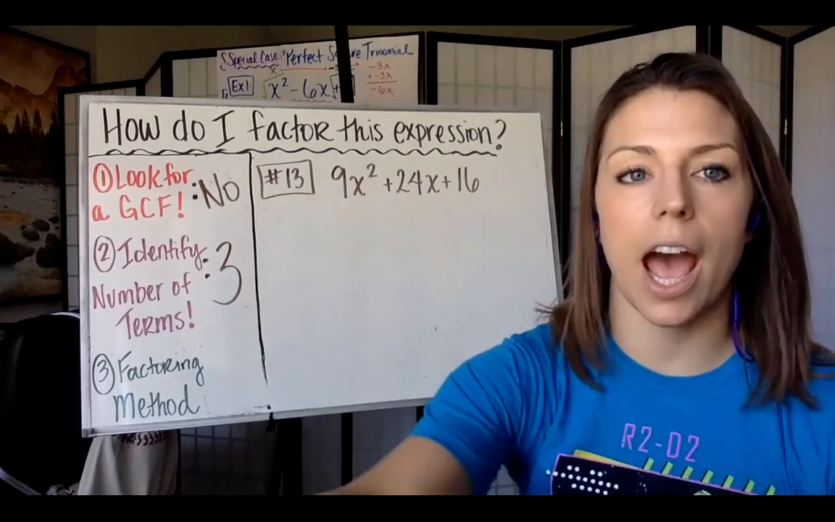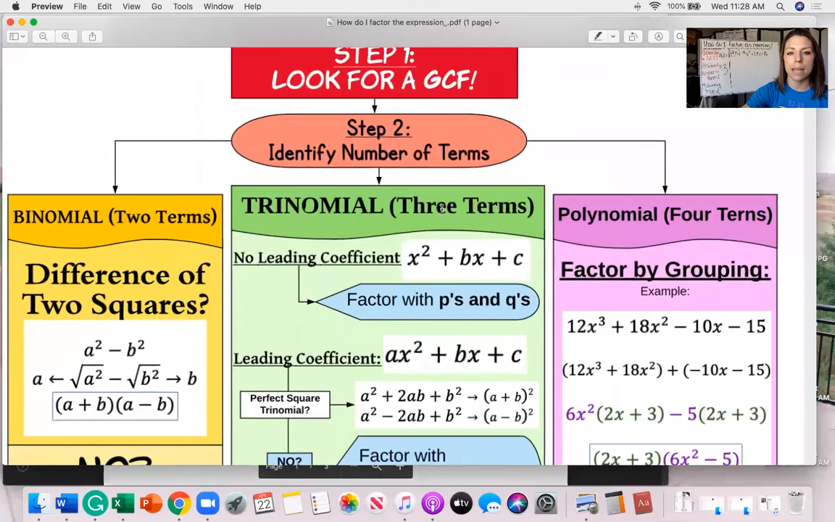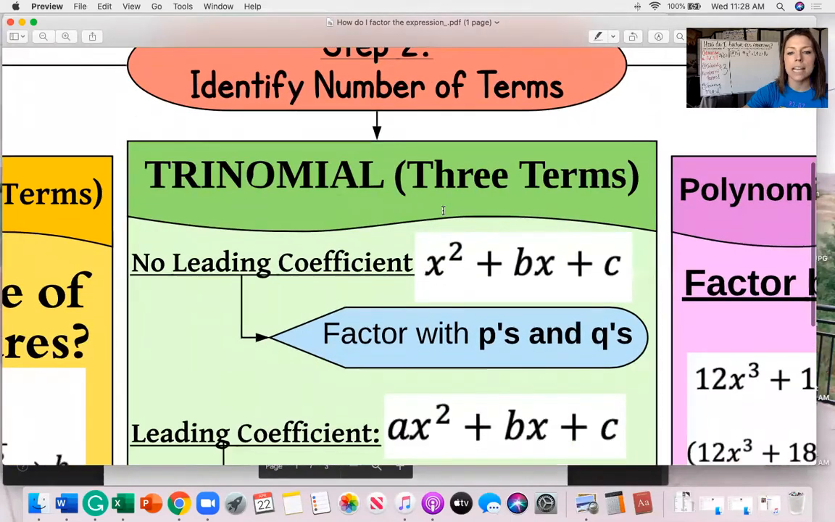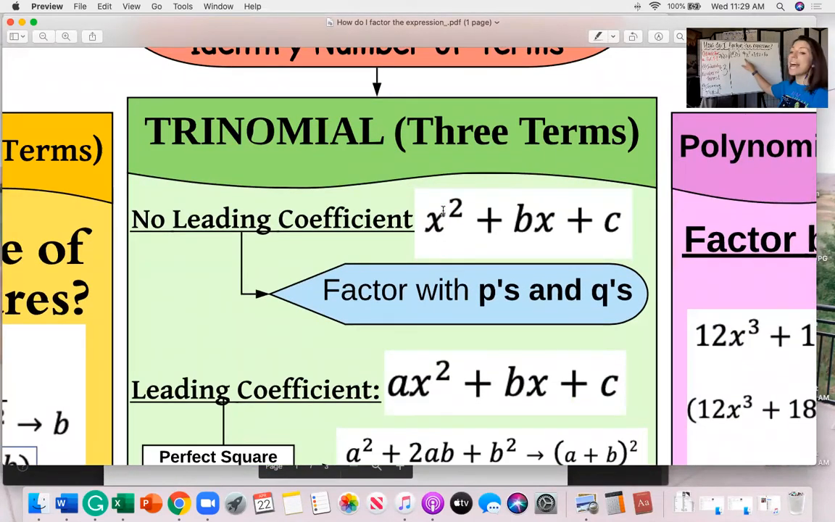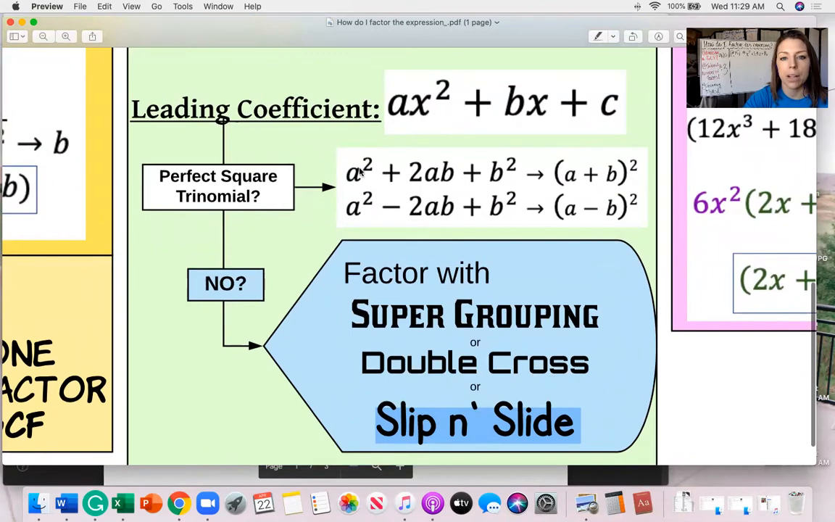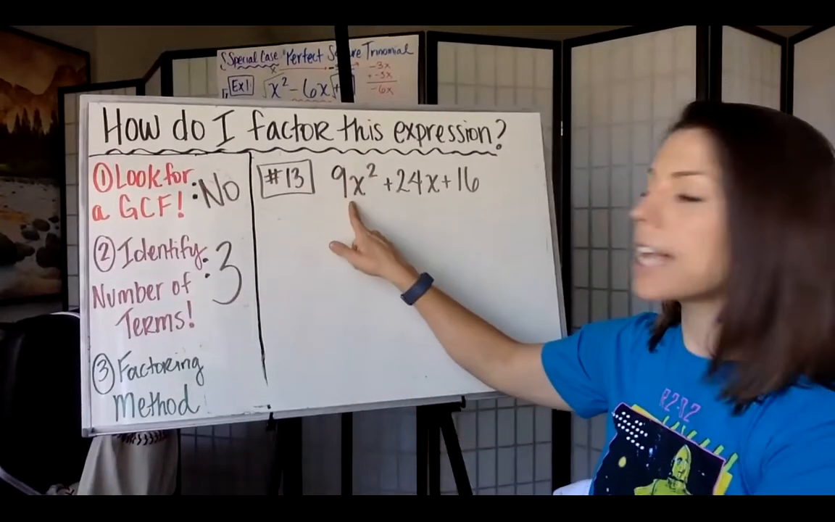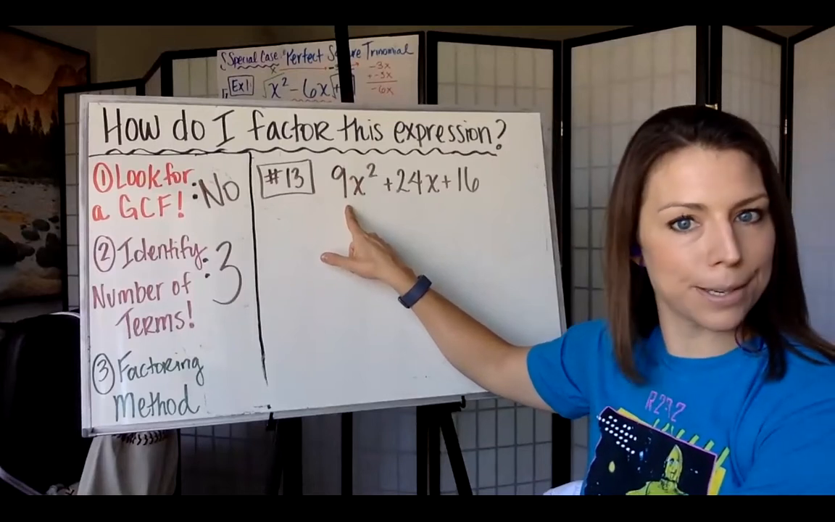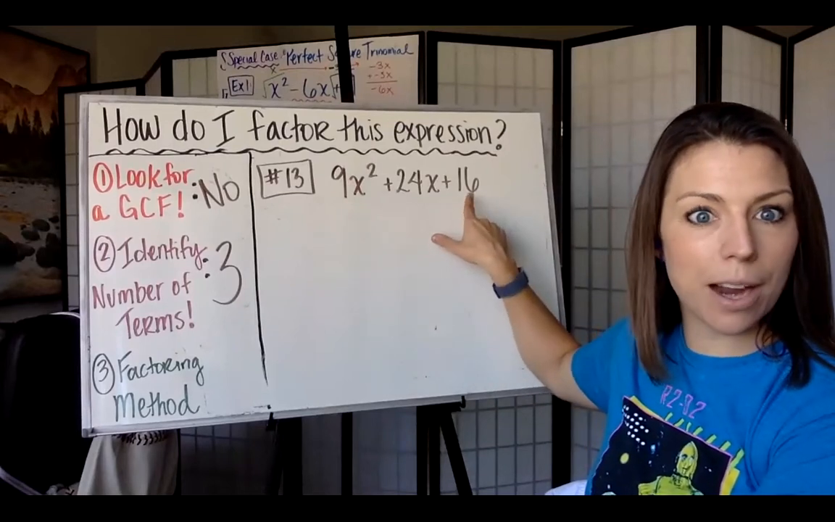So looking at our flow chart, if we have 3 terms, that makes this a trinomial. Does it have a leading coefficient? Yes. 9 is out in front, which means we can't use P's and Q's. Is it a perfect square trinomial? Are the first and the last term perfect squares? Let's see. Is 9 a perfect square? Yes, it is. Is 16 a perfect square?